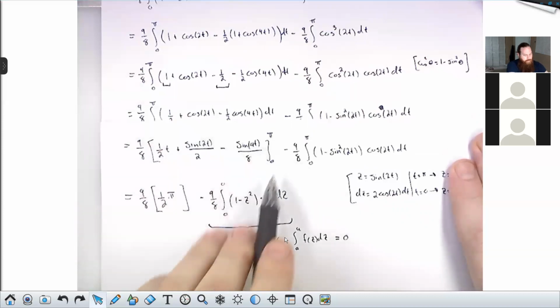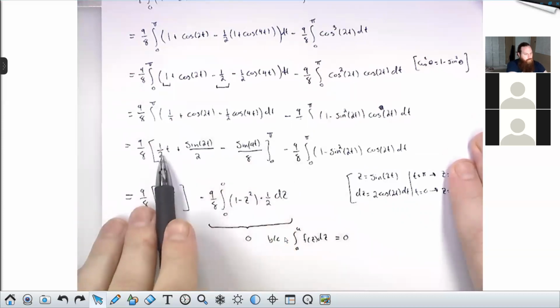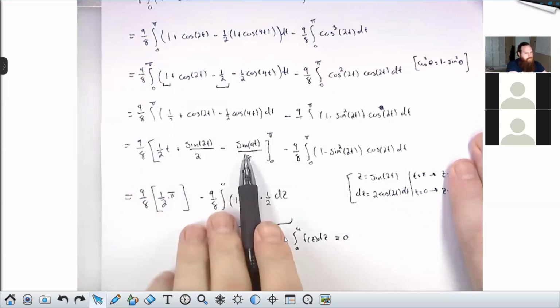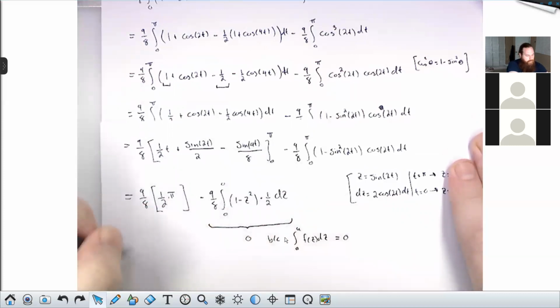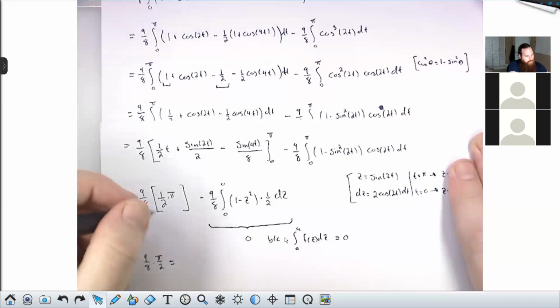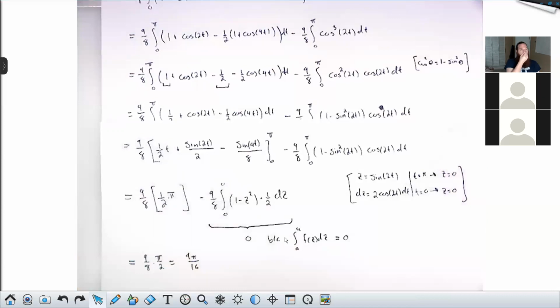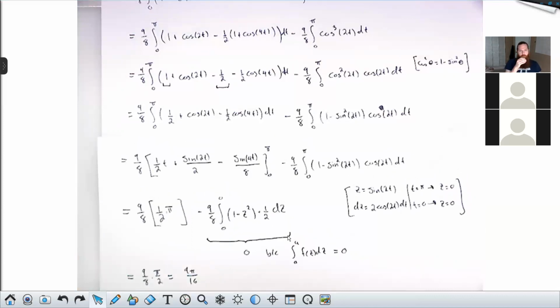And here, when we plugged in the bound pi, here I got 1/2 times pi plus 0 minus 0. And then when I plug in the bound 0, I get 0 plus 0 minus 0. So the whole thing is just this. So at the end of the day, we get 9/8 times pi over 2, which is 9 pi over 16. And that's the game. So this is definitely a longer problem, harder problem. Still quite tractable, and if you follow the rules from last time, you'll get there eventually. You just have to be patient.